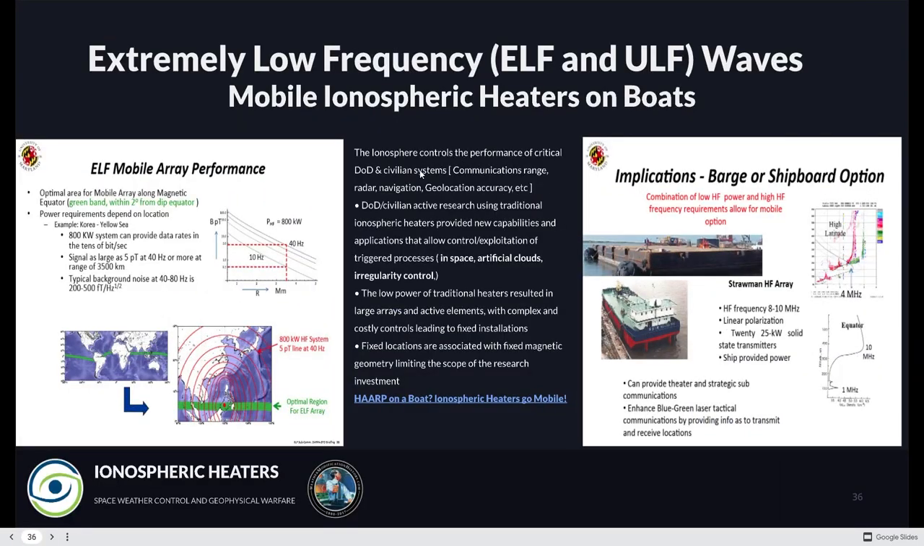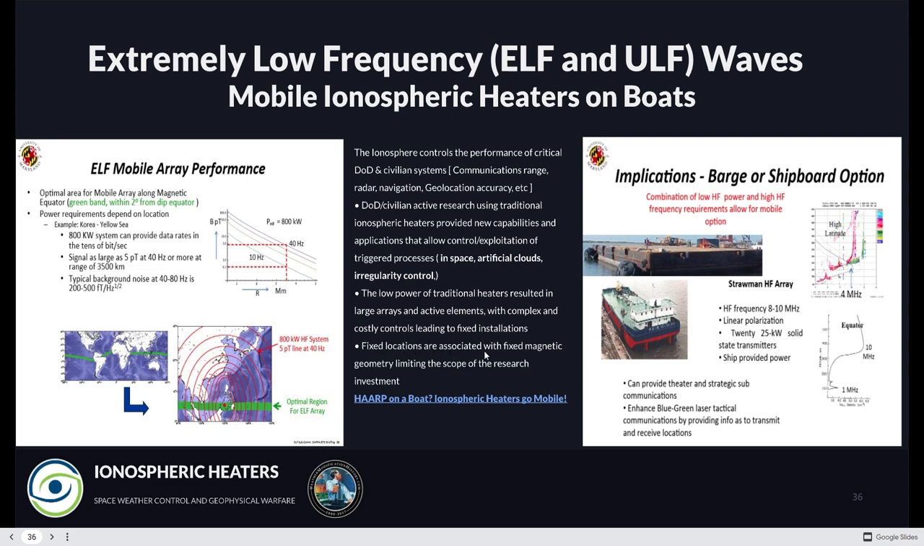Ionosphere controls the performance of critical Department of Defense and civilian systems. DoD civilian active research using traditional ionospheric heaters provided new capabilities and applications that allow control and exploitation of triggered processes in space, artificial clouds, irregularity control. The low power of traditional heaters resulted in large arrays and active elements with complex and costly controls, leading to fixed installations.